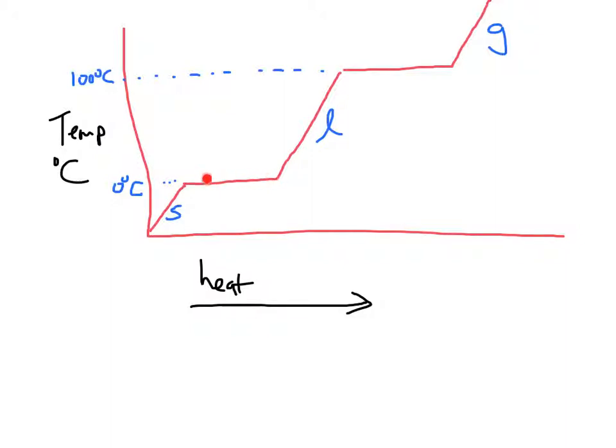So this first plateau is going from a solid to a liquid, which is melting of water. The second plateau is going from a liquid to a gas, which is the boiling of water or the vaporization of water. So that's on the heating side. On the cooling side, going from gas to liquid, that's condensing water. Going from liquid to solid, that is solidifying water to make ice.